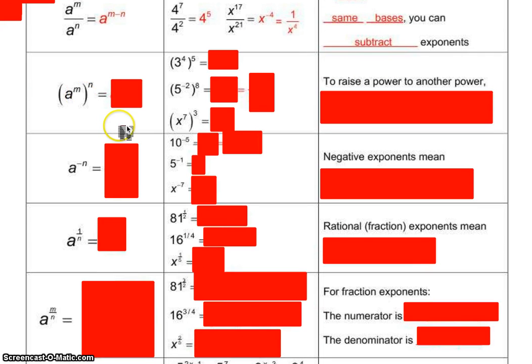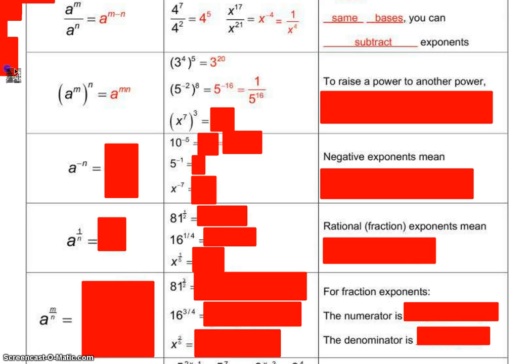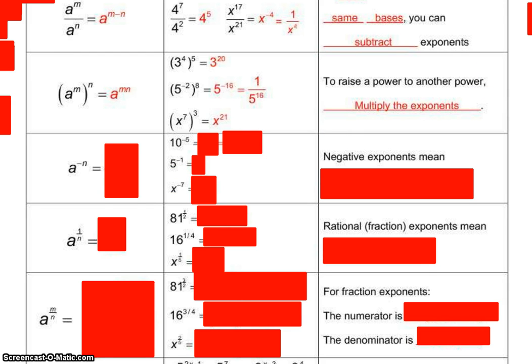When you're raising a power to a power, it's going to be a to the mn. 3 to the 4 times 5 is 20. 5 to the negative 2 times 8 is negative 16. We do not want a negative exponent, so you move it to the bottom. X to the 7 to the 3rd becomes x to the 21st. So to raise a power to a power, you multiply your exponents.